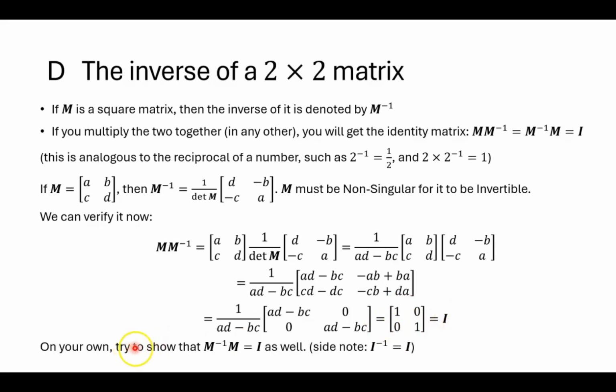So on your own, you should try to show that the other way, M inverse times M, also equals the identity matrix. And you can actually see that the inverse of the identity matrix is just itself. You can try to work it out on your own to think about why this is true.